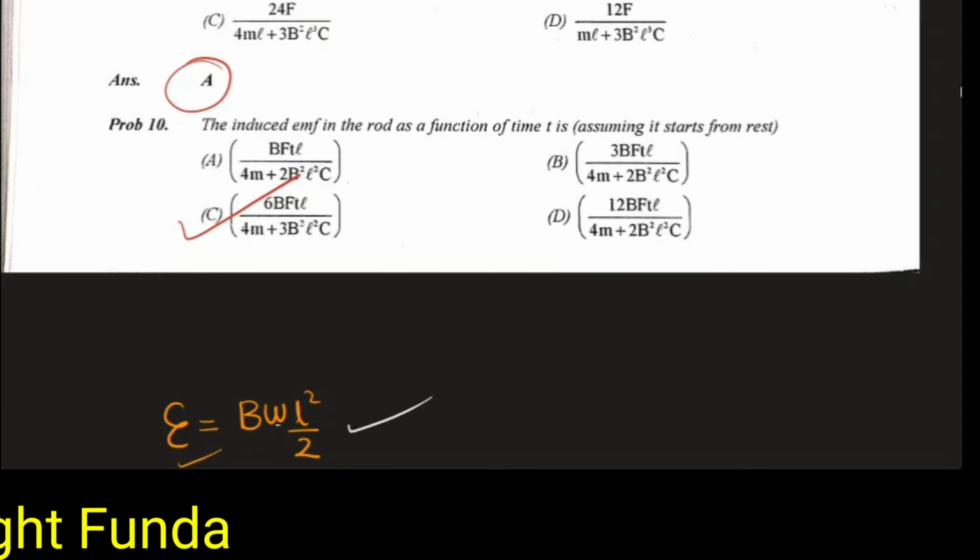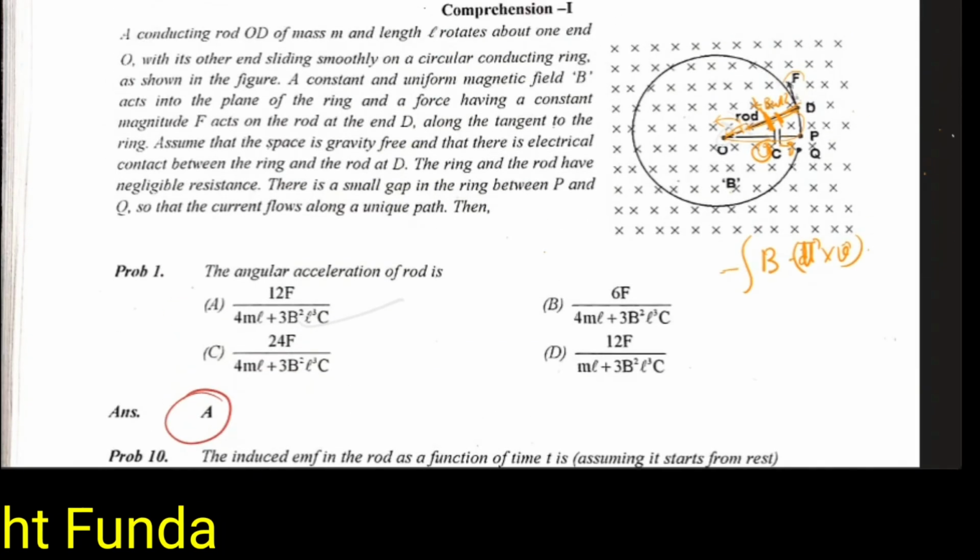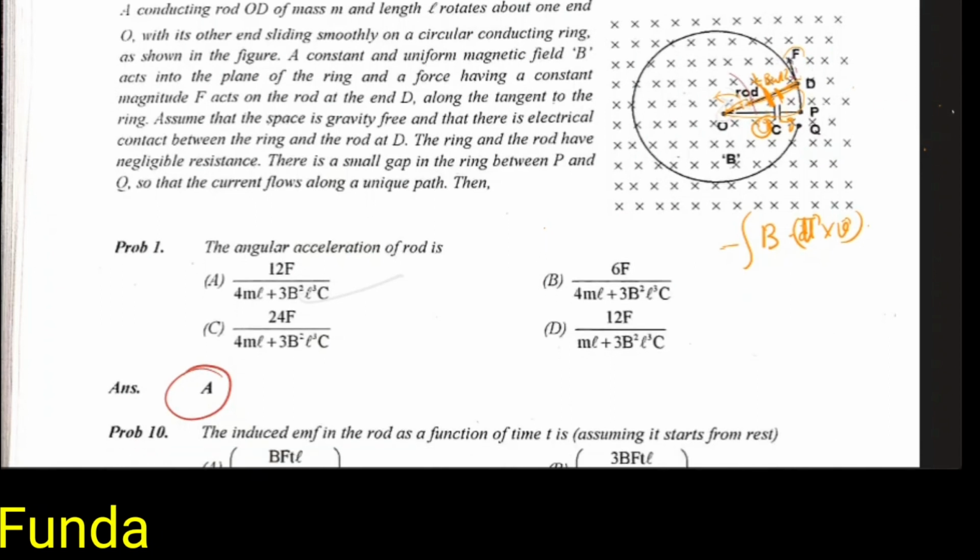So we have seen that if we apply the force here, the rod will rotate, and the induced EMF tries to produce a torque opposite to this torque, and eventually it will be rotating with a constant angular acceleration, and omega will keep on increasing. That's why the induced EMF is a function of time. Linearly the induced EMF will be continuously changing, and the capacitor will be getting charged continuously.